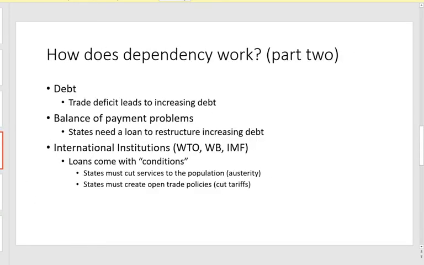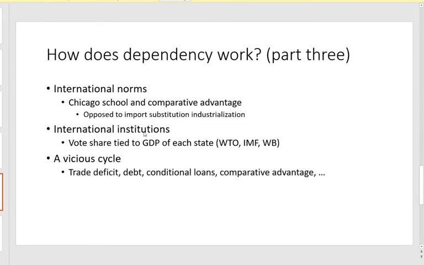The international institutions have enough power to force certain conditions. So why do they do this?